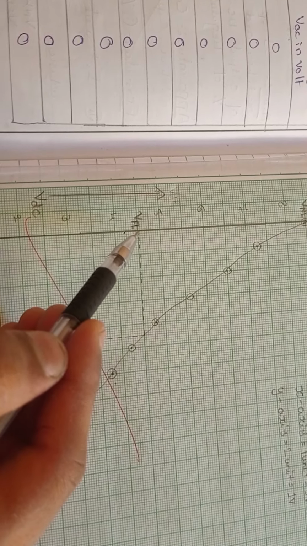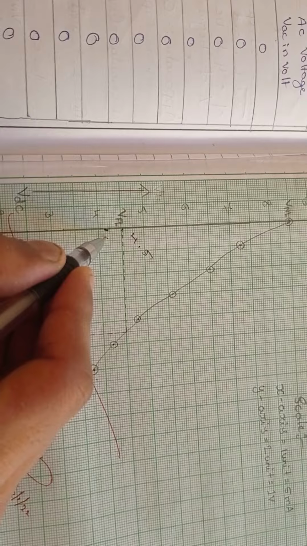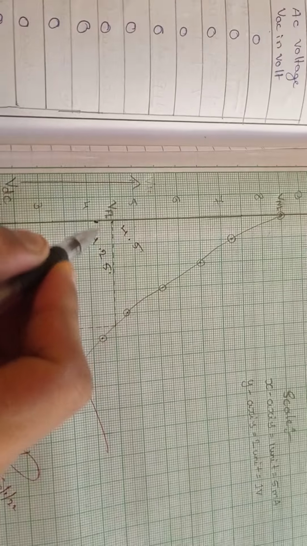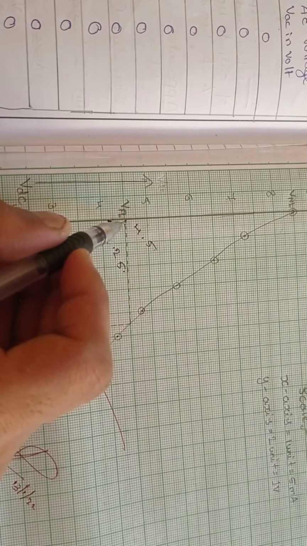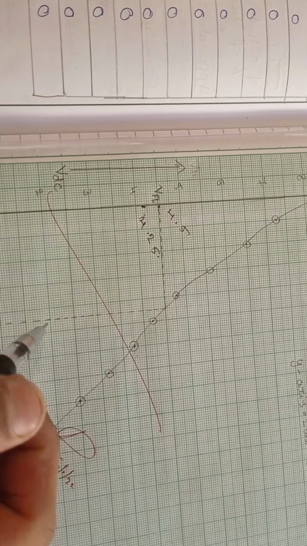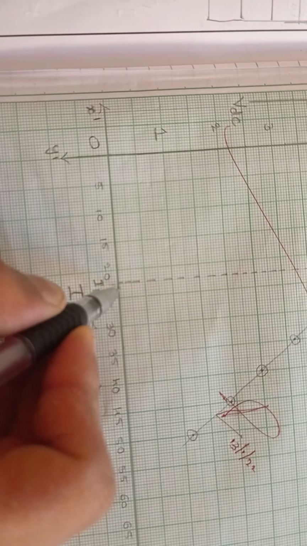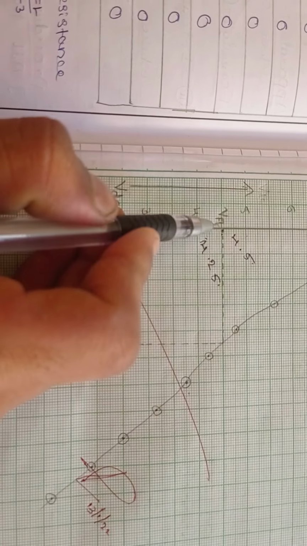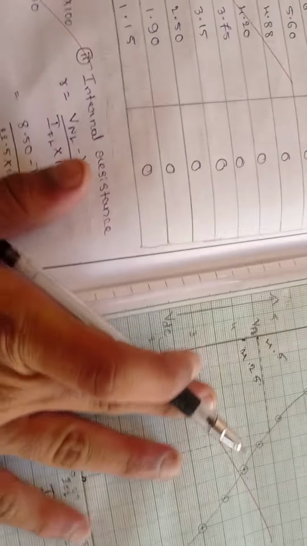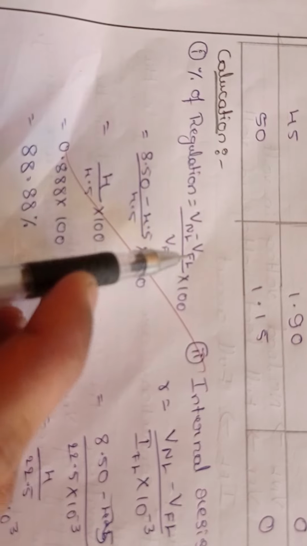That is, I will take here 4.5. That is 4.5, but exact half of 8.5 is 4.25. I am taking 4.5 like this. We cut this and like this, and we get full load current on the x-axis, VFL on the y-axis.